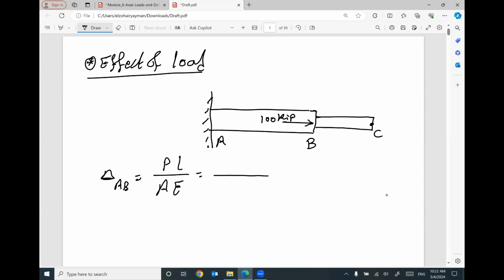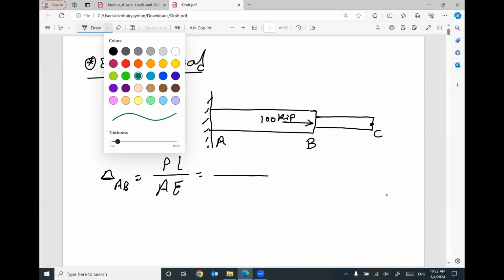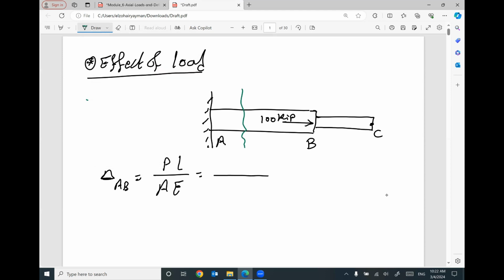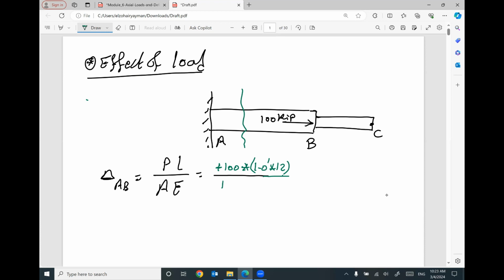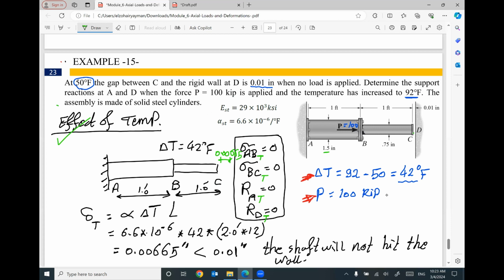The applied force in this part, if you cut here and take the right part, will be tension 100 kip. The length of part AB is 1 feet, and I'm going to multiply it by 12 to get inches. What is the cross-section area of part AB? The diameter is 1.5 inch, so it will be pi divided by 4 times 1.5 squared. What is the Young's modulus of the material of this part? It equals 29 times 10 to the power 3.